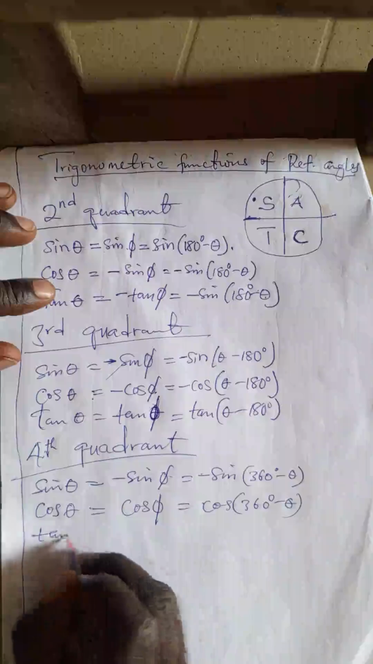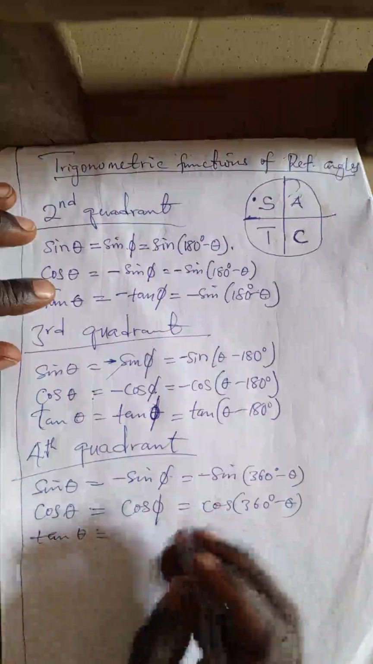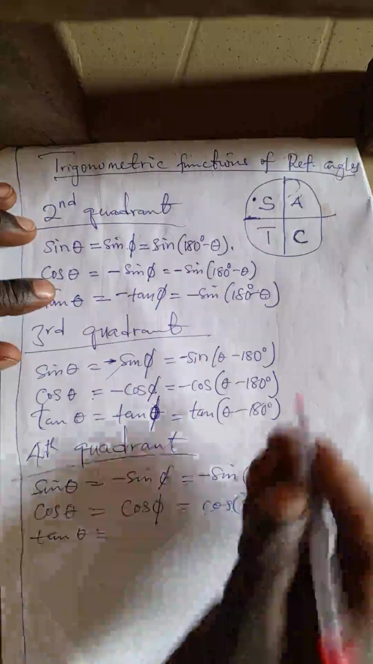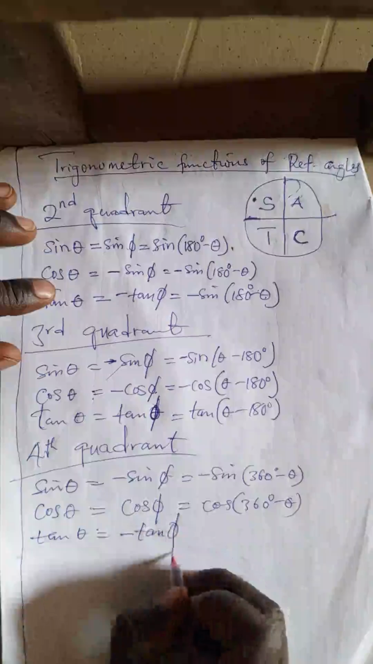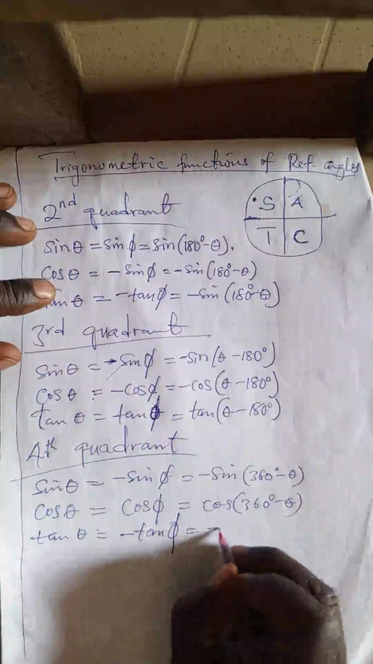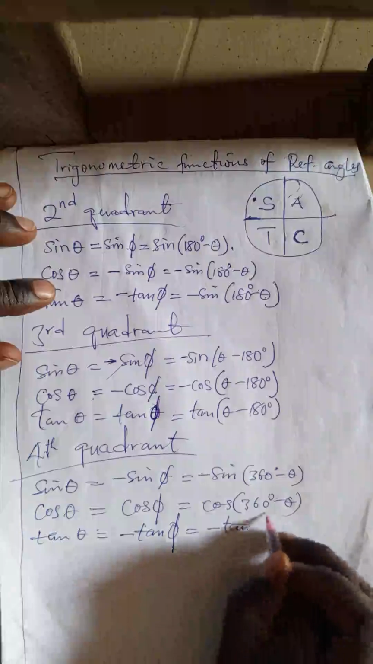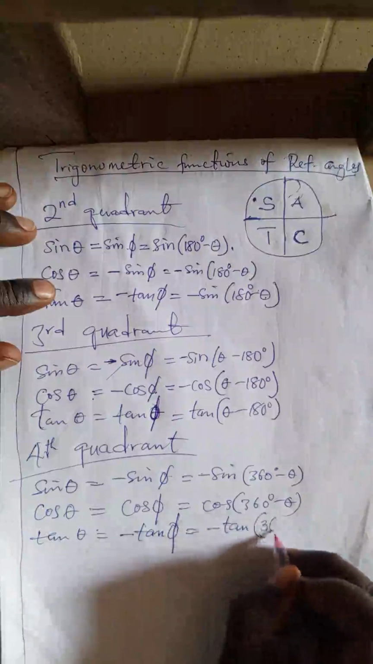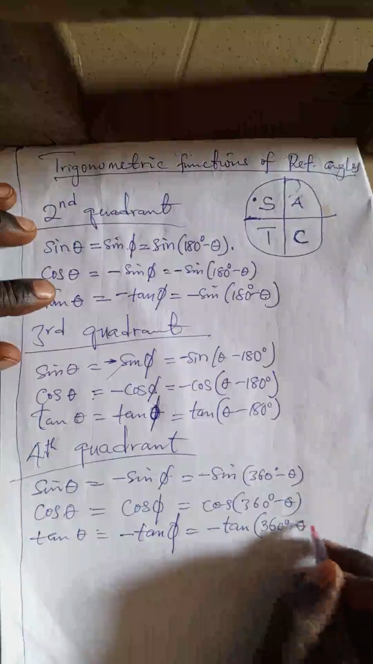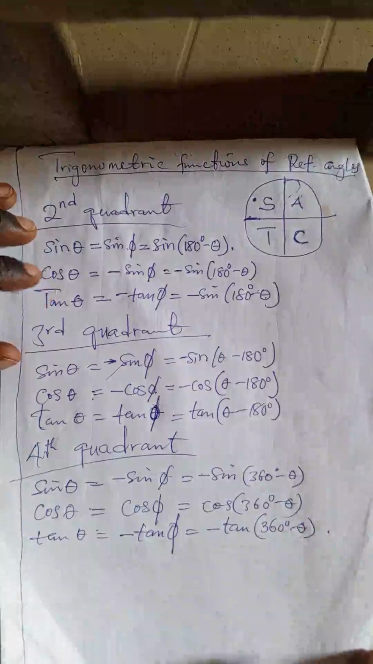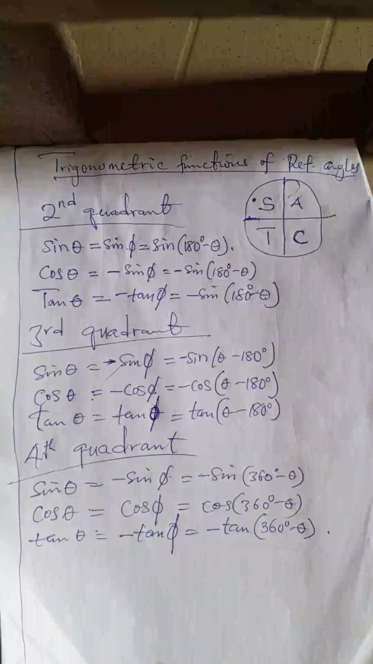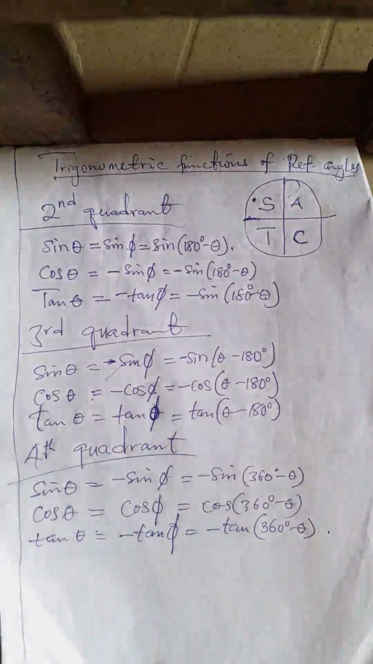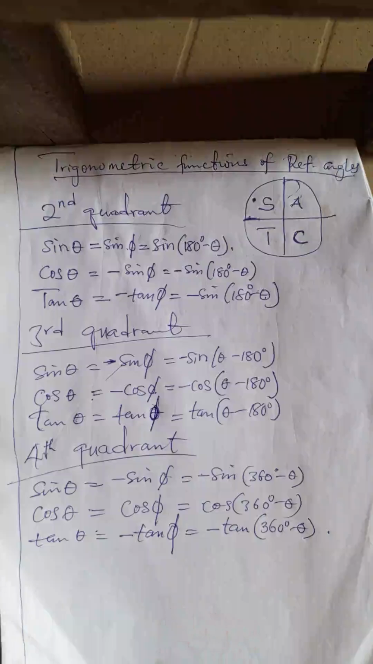and tan theta. So this is the same thing, but it's negative, so this is negative tan phi, when phi is the reference angle, and this is equal to negative tan of, we mean by phi, 360 degrees minus theta, the given angle. And these are basically the three trigonometric quadrants where angles are sometimes negative and positive.